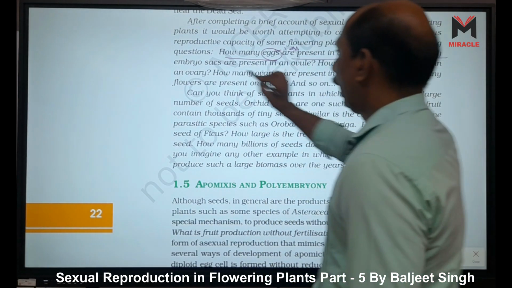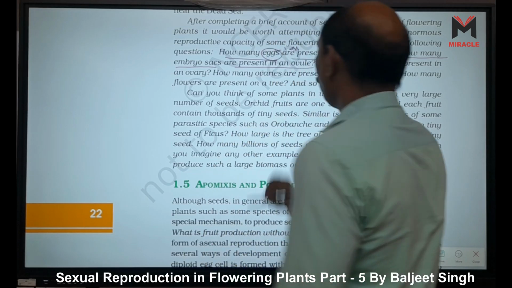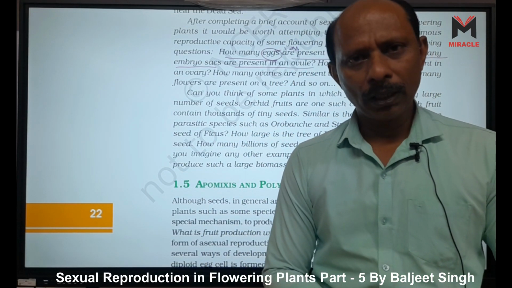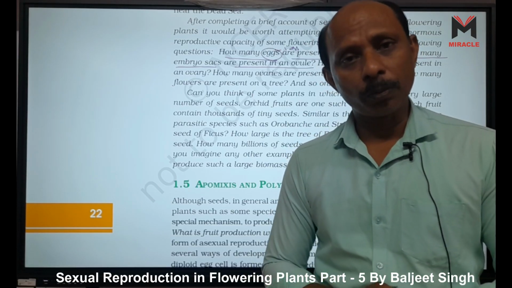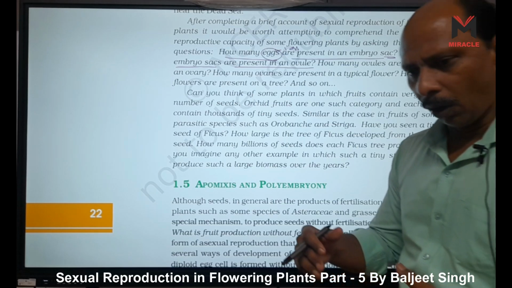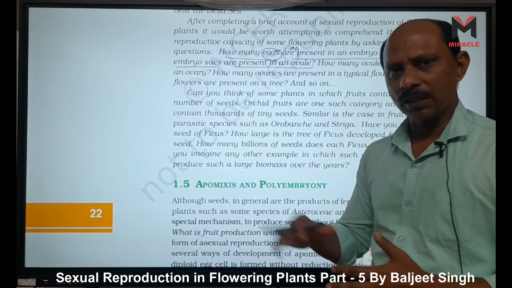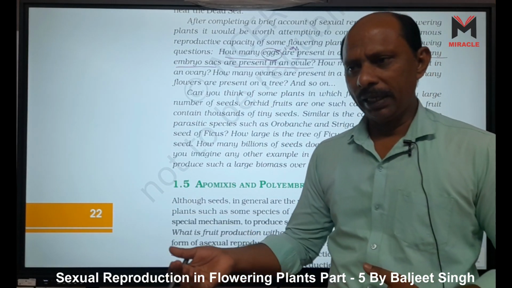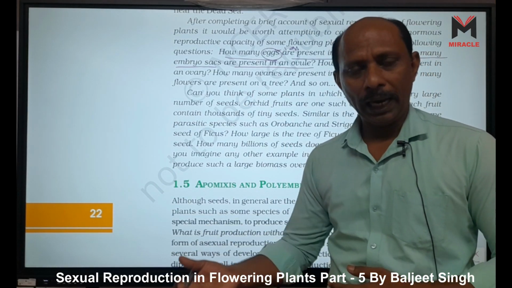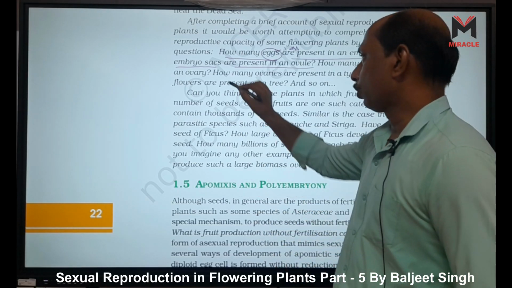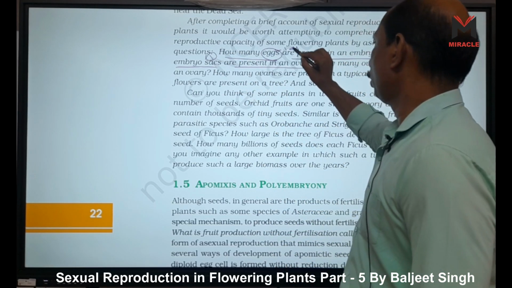How many embryo sacs are present in an ovule? Simply we say only one embryo sac is present in one ovule, but sometimes more than one is also present. Polyembryony is there, but it does not mean many embryo sacs are always there. Maybe it is an advantage due to adventitive embryony, where many embryos are formed. So simply one.